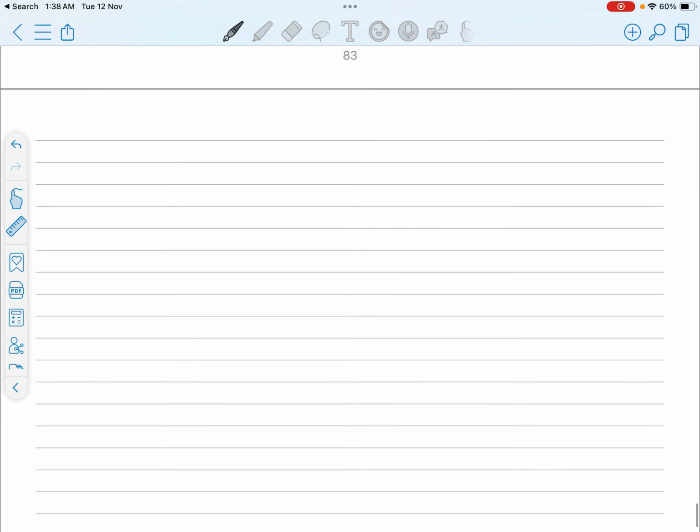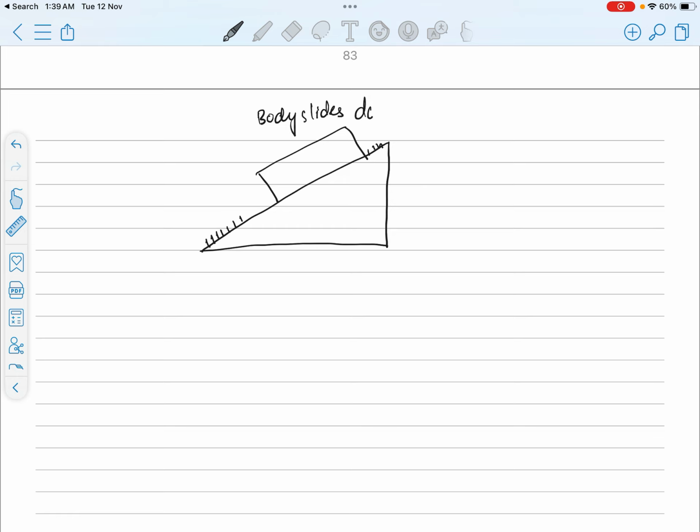Now we will talk about the situation where the body is on a rough surface. Rough surface means that there is friction and the body is being pulled, the body is sliding down. Body slides down. So there is friction, so what will the acceleration be?